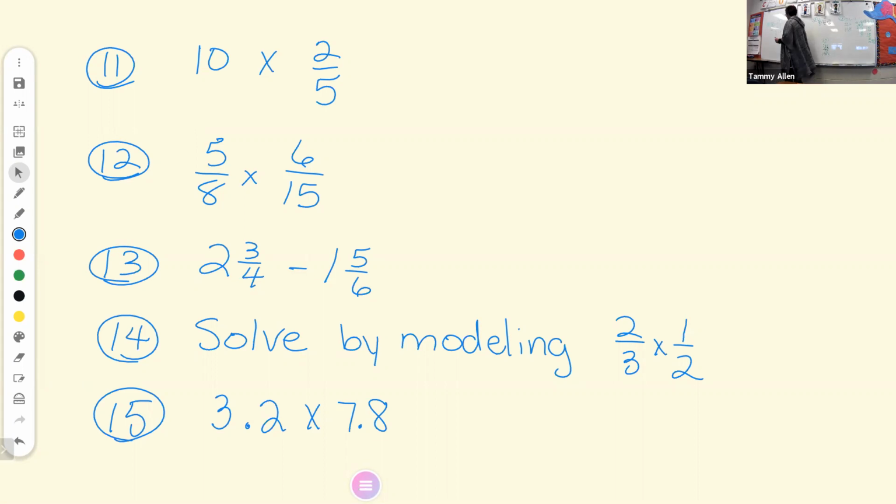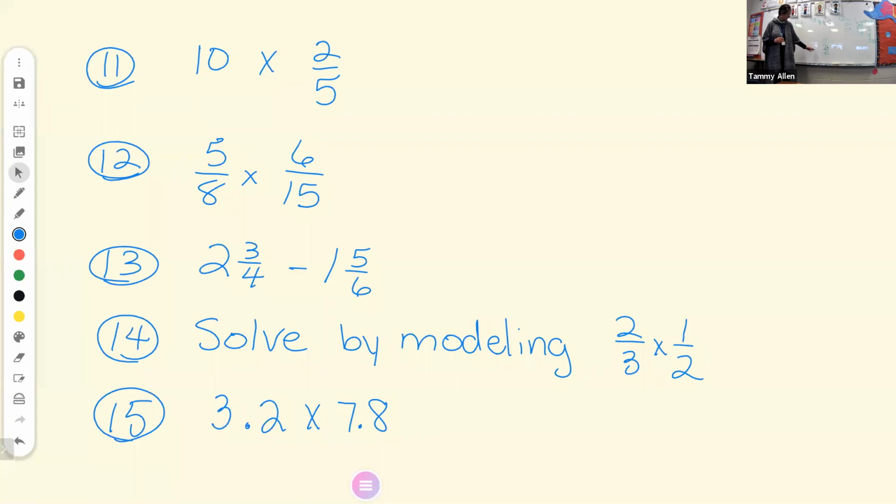14 is up here. They actually worked the problem half of 2/3 instead of 2/3 of a half. Okay? Because they found 2/3 first and then half of it. By the commutative property, they still would have gotten a third. Okay? Questions on that?